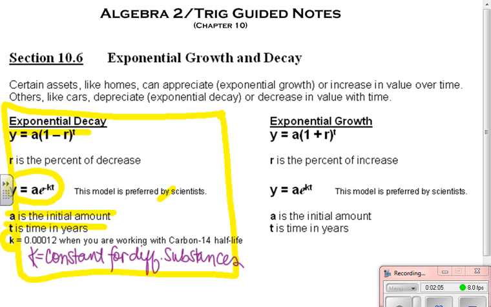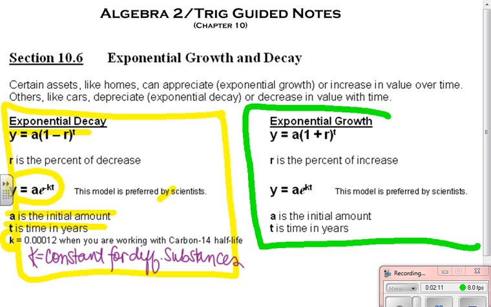Now, if you are looking at exponential growth, here are the two models we're going to look at. Y equals a times (1 plus r) to the t, where r is the percent of increase as a decimal. T is still your time. A is the amount that you start with, the initial amount. Y is what's left or what's gained after that amount of time.